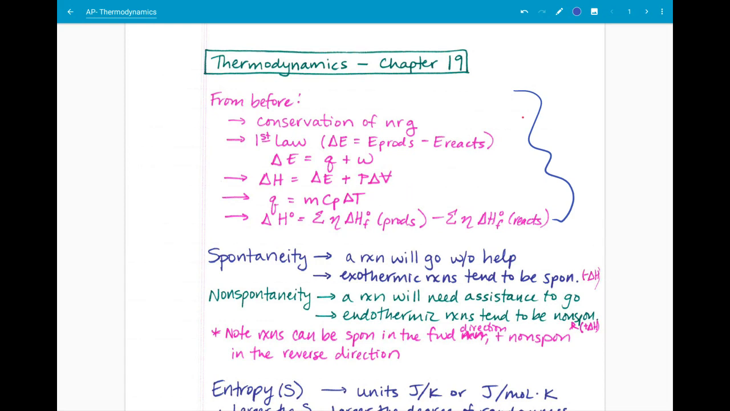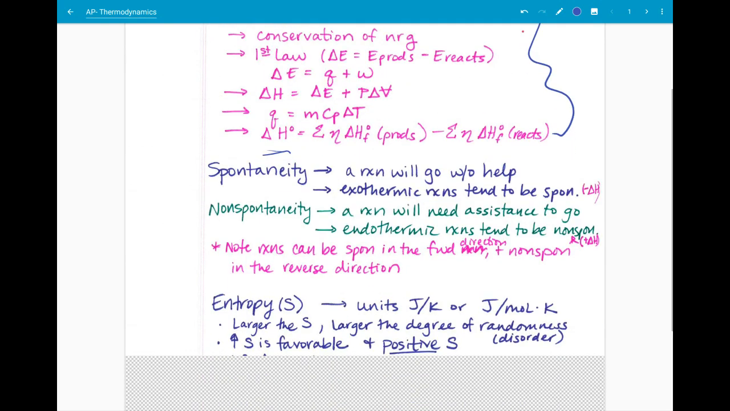We know the first law of thermodynamics is delta E equals Q plus W. Remember, Q has to do with heat and W is work. Your change of enthalpy is equal to delta E plus P delta V. Q equals mcΔT from the calorimetry world, and we could find delta H using our formations with our appendix data. That's just a reminder of some stuff we would have already done.